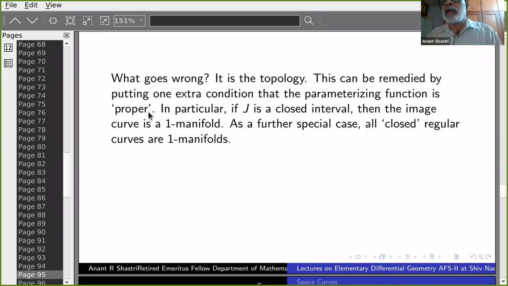A proper map is nothing but a way of bringing the compactness of J from the backdoor. So what is a proper map? A proper map is a continuous function such that the inverse image of a compact set is compact. If you don't know that much topology, let us forget about that. I am not going to use that one, but that is a better hypothesis than assuming J itself is compact.